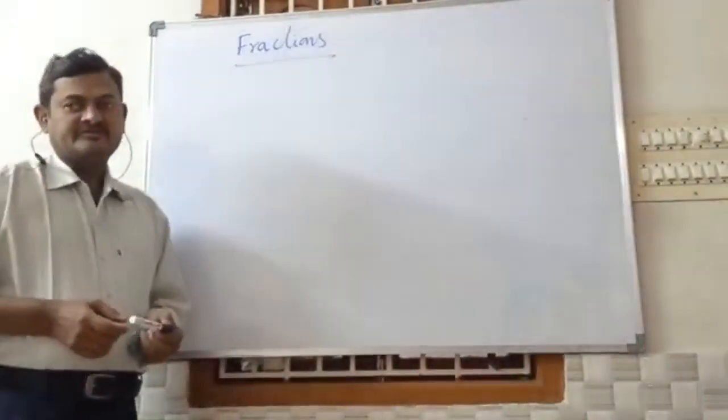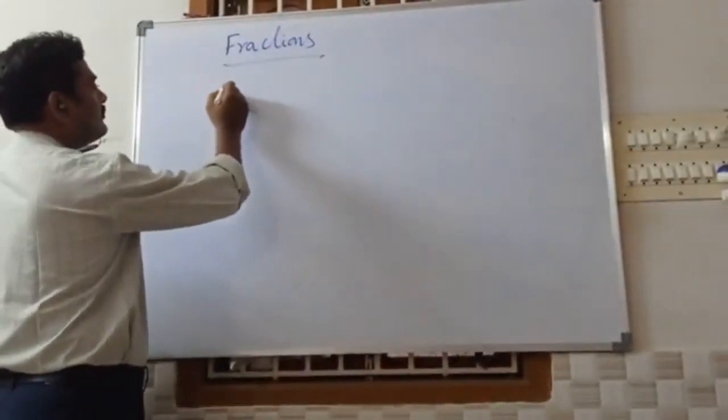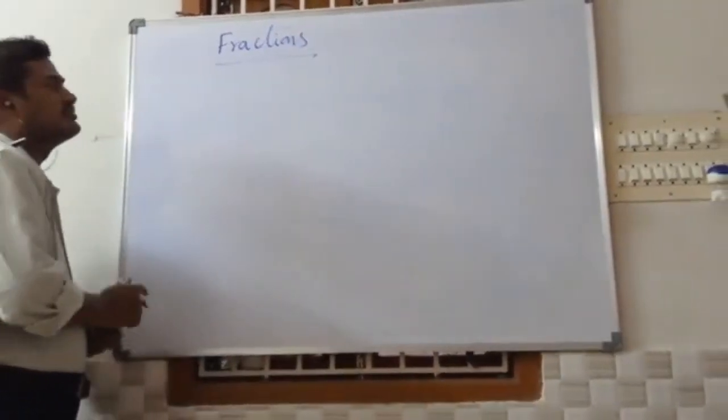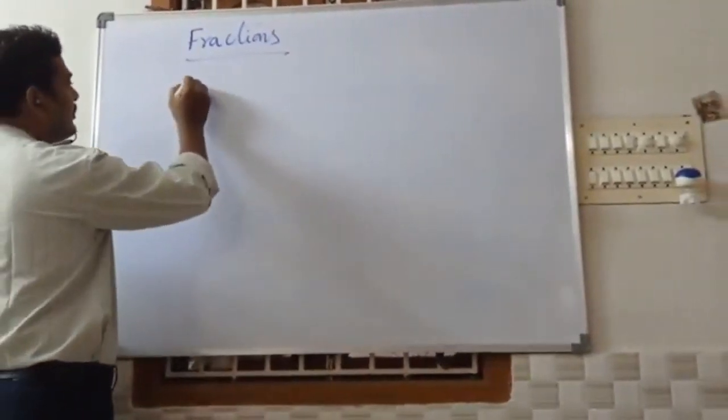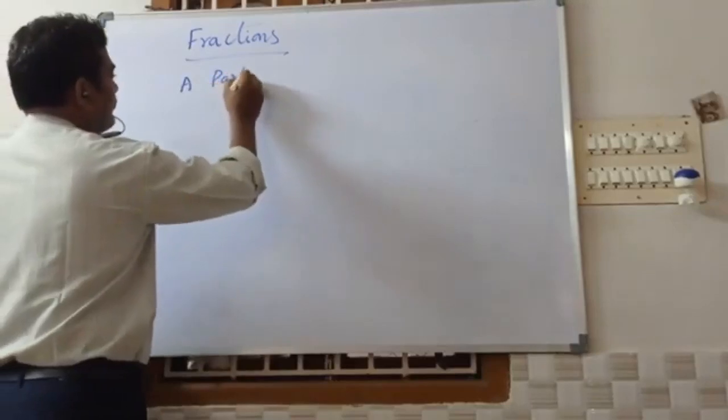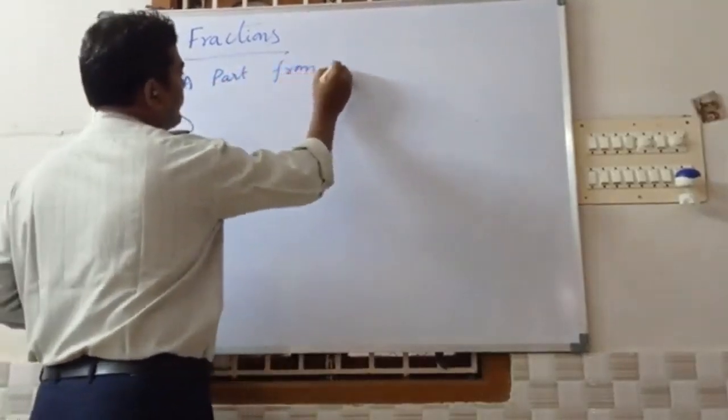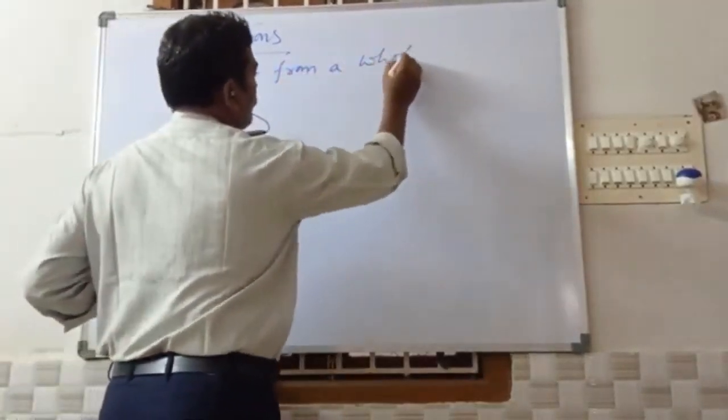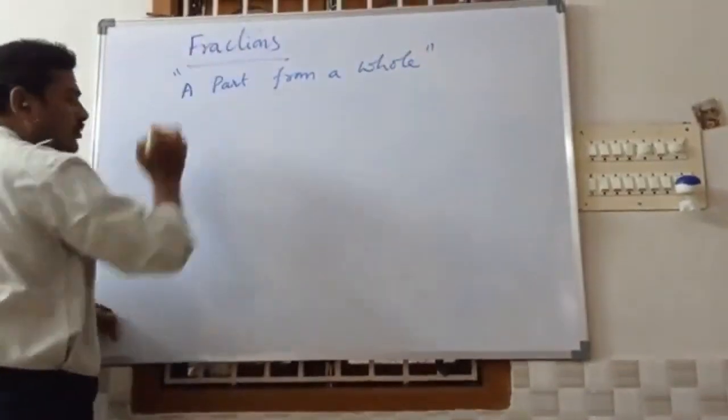How can we define fractions? A fraction is a part of a whole. A fraction is a number which is representing a part from a whole.